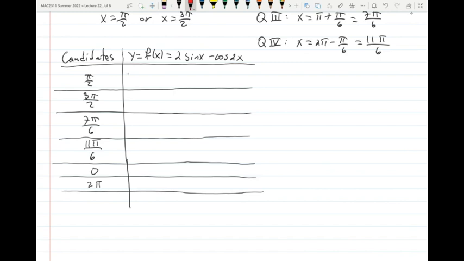Okay, so f of pi over 2. Remember, sine of pi over 2 is equal to 1. So that's 2 times 1. And then here we get cosine of pi. When you plug in pi over 2, that's a negative 1. So minus minus 1. So it will be 2 plus 1. So it gives me a 3.